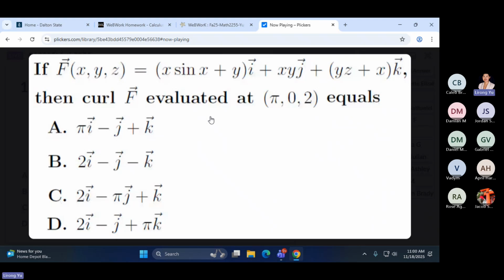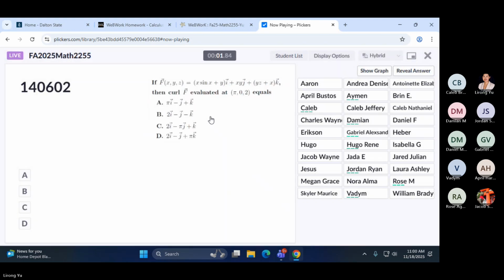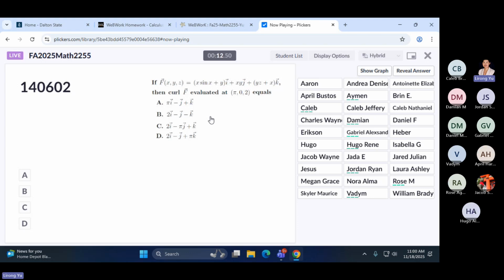Okay, so you already have the answer for the curl. You have 15 minutes to calculate it.